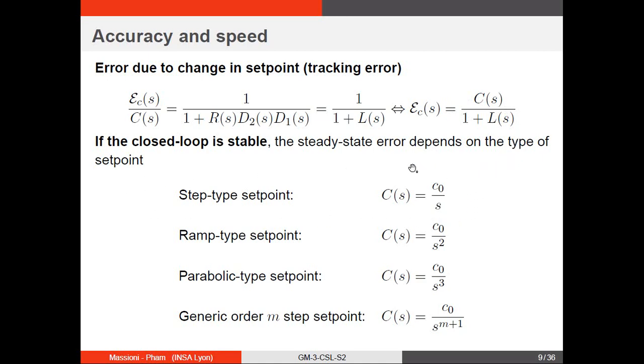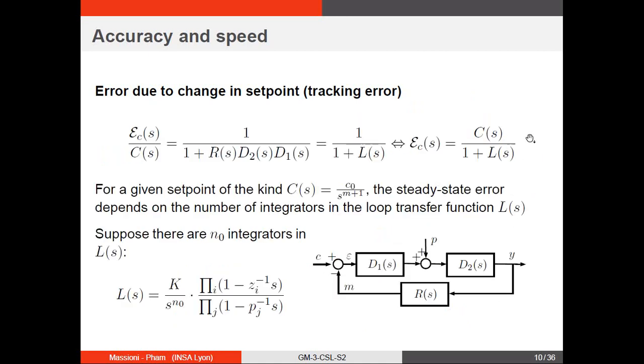So you might have a step set point with a Laplace transform like this, or a ramp type, parabolic type, etc. Well, usually we stop here, we don't go further in reality. So how do we do this? We already saw in the previous slide the transfer function from c to epsilon. Multiply this transfer function times the Laplace transform of c, and you get the Laplace transform of epsilon.